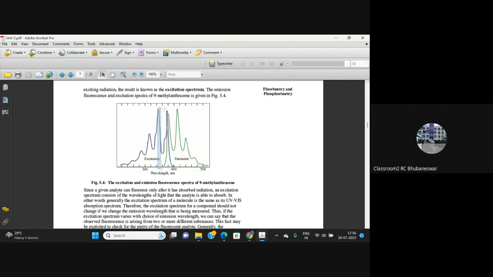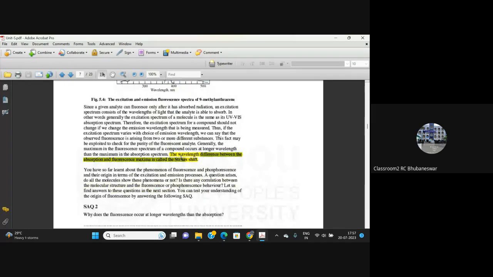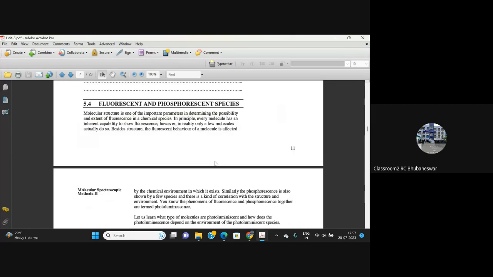The blue line is the excitation spectrum, and the maximum intensity corresponds to this peak. If you put a line here, you get the wavelength, 300 something. Then for the emission process, designated by the green line, the maximum intensity is at a wavelength of 400 something. The difference between this 400 something and 300 something is known as your Stokes shift. So the wavelength difference between the absorption and fluorescence maxima is called the Stokes shift. You should know this concept also.